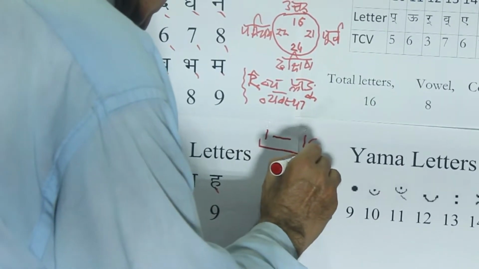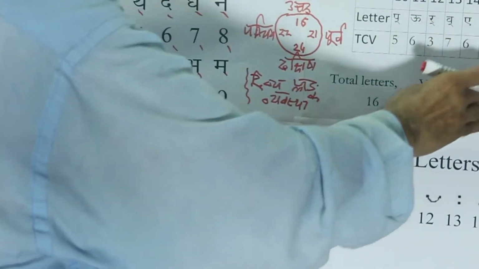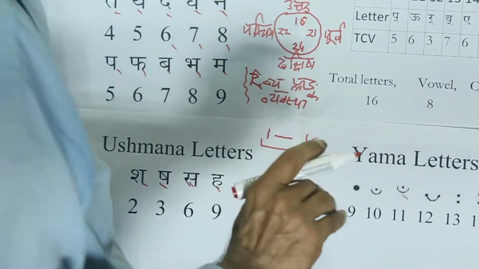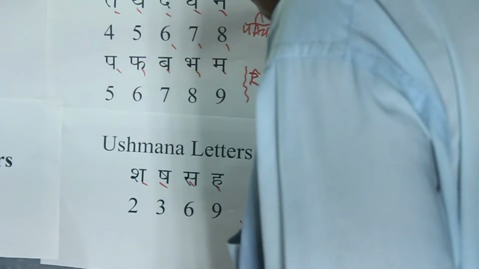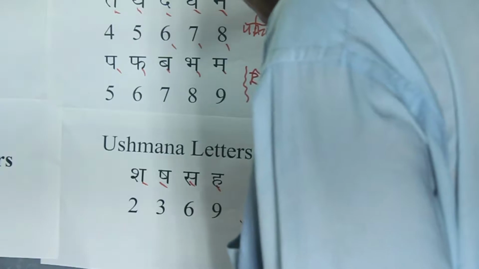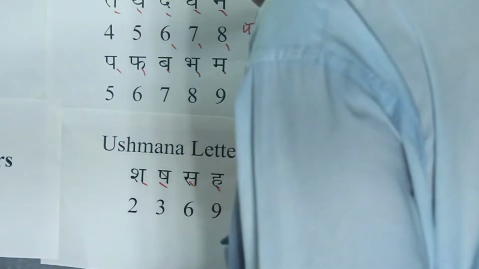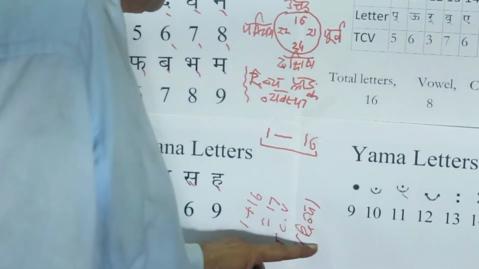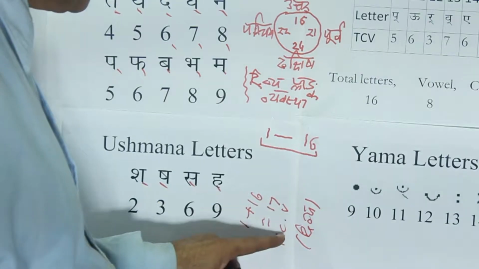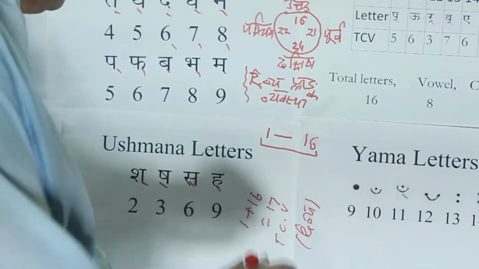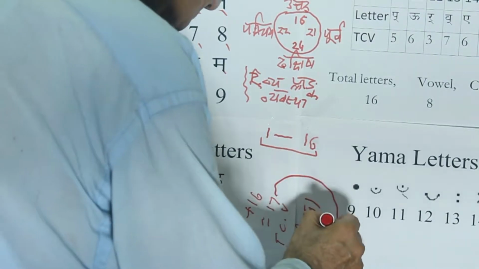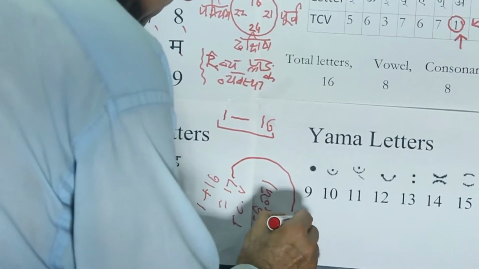So values 1 to 16, as there are 16 letters here and there are 16 Ganita Sutras, so value 16 is the value reached from 1 to 16, and 1 plus 16 gives us the value 17, and this 17 is the TCV value of the formulation Divya. The formulation Divya is of value 17, which means the TCV value of Divya is 17. It is 1 plus 16.